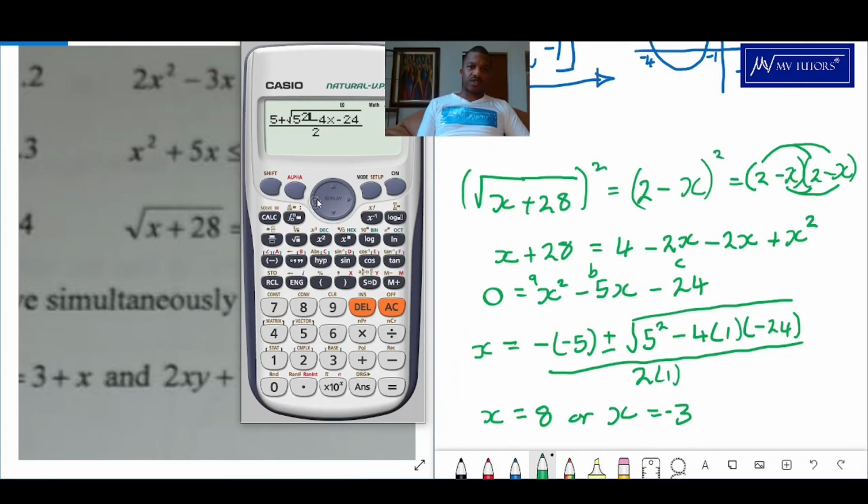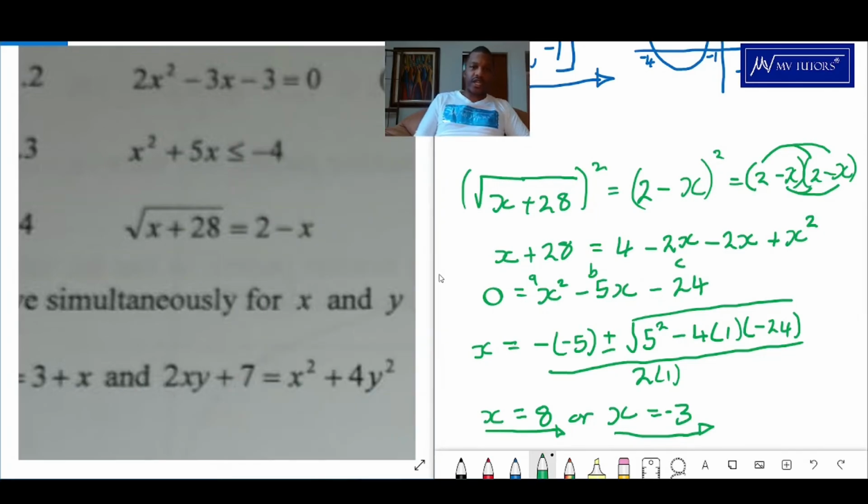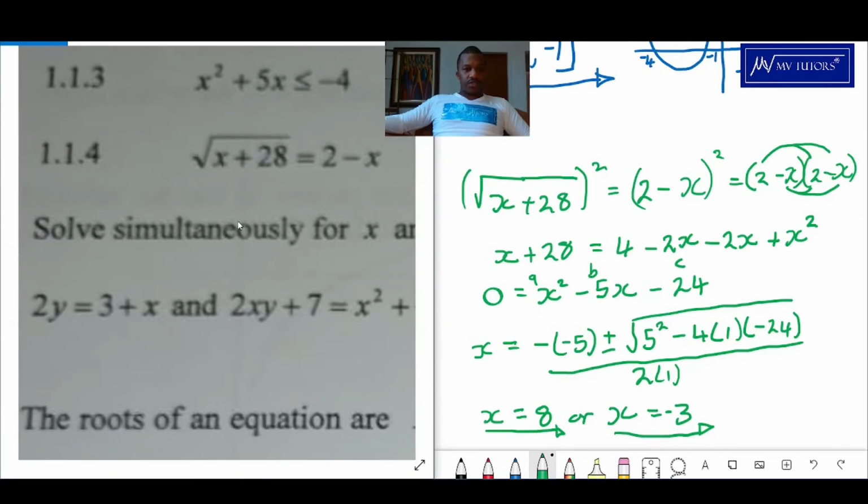Under exam stress, it might not be advisable to do what I just did, but let the calculator speak for you. But in any case, our answers are the same. There we go. So x is equals to minus 3, or x is equals to 8. Okay, thank you so much, calculator. Moving right along, what's the next question?